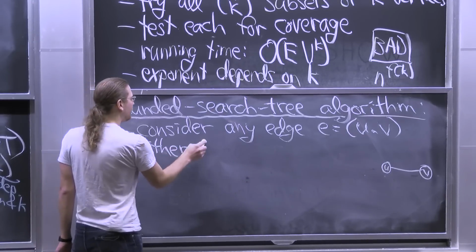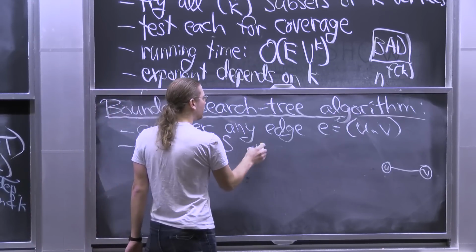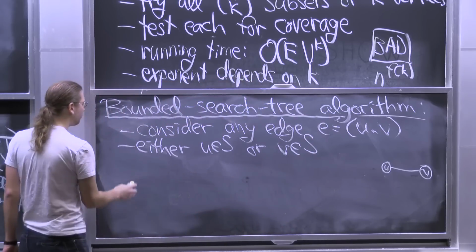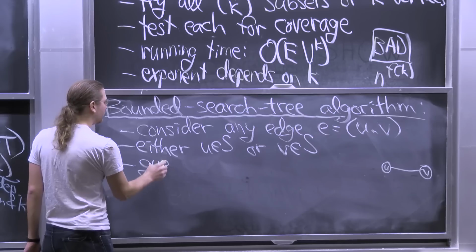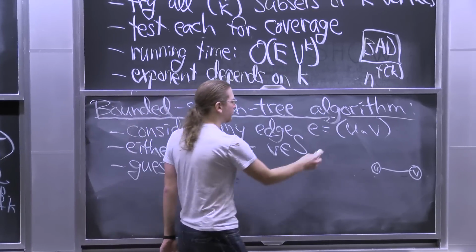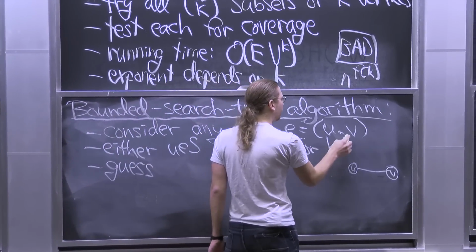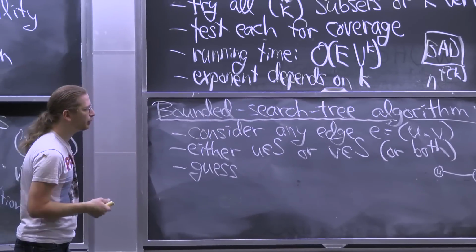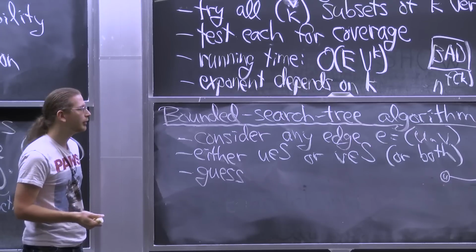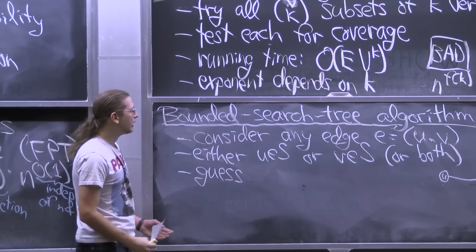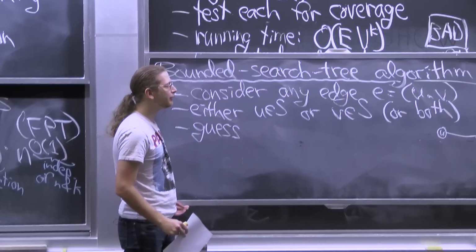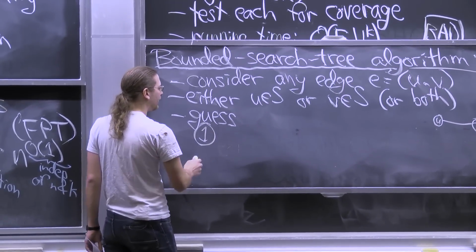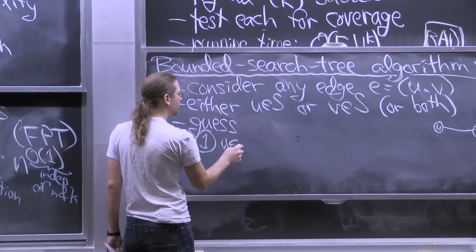So we know either U is in S or V is in S. Don't know which, so guess. I should, to be clear, mention or both. So we're going to guess, which means we need to try both options. We're going to try putting U in, and then we're going to try putting V in. So let's just see what happens when we try that. In the first guess, we say, let's put U in S.